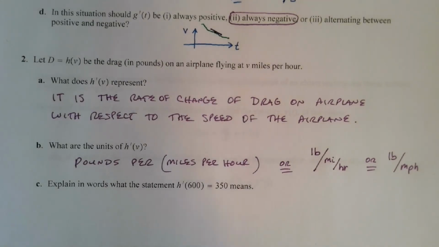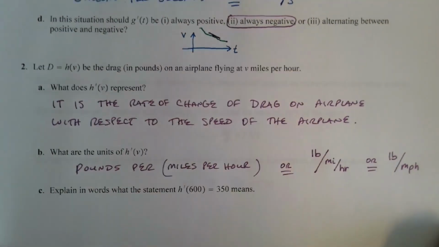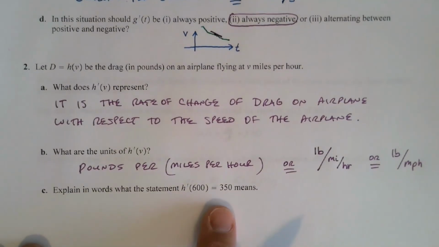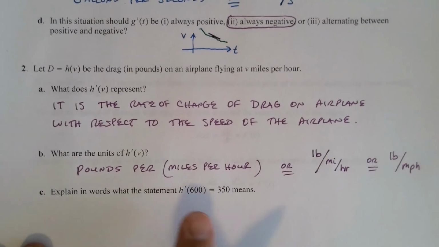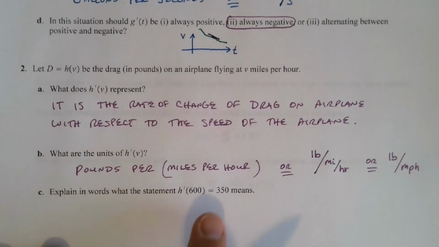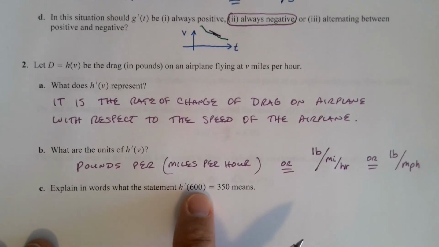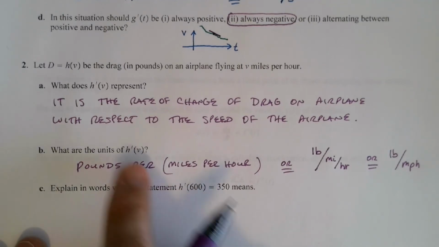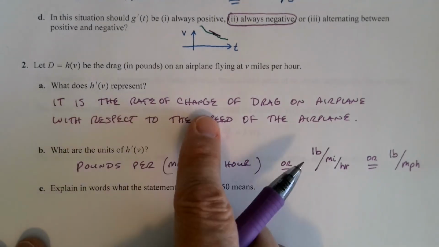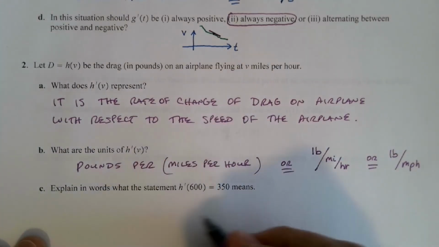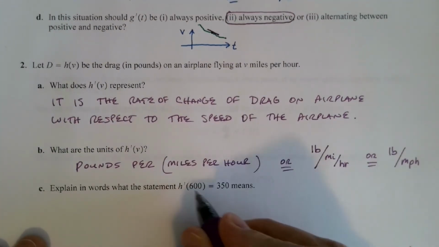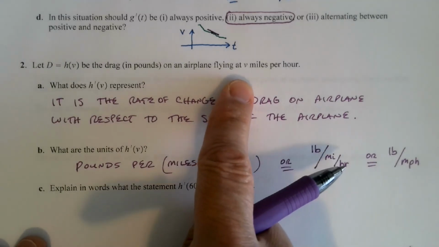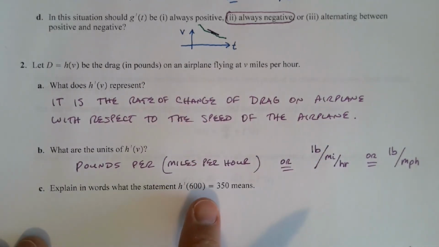So finally, explain in words what the statement h prime of 600 equals 350 means. Okay, so be very careful here. We basically have all the things we need from the previous two. So the minute I see h prime of 600, what is that? H prime of v represents the rate of change of the drag, and we're inputting 600. The input v is miles per hour. So that's the speed of the aircraft, 600 miles per hour.